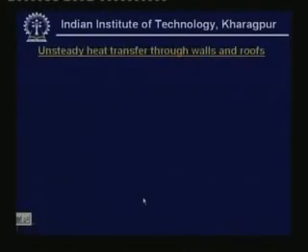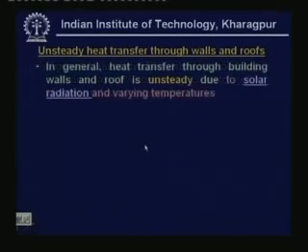Now let us look at unsteady state heat transfer through walls and roofs. In general, heat transfer through building walls and roof is unsteady due to variation in solar radiation and varying temperatures. So far we have discussed steady state heat transfer and how to calculate heat transfer rate under steady state condition, but you find that most of the times the heat transfer is not under steady state. Most of the times heat transfer through the buildings is in an unsteady state.